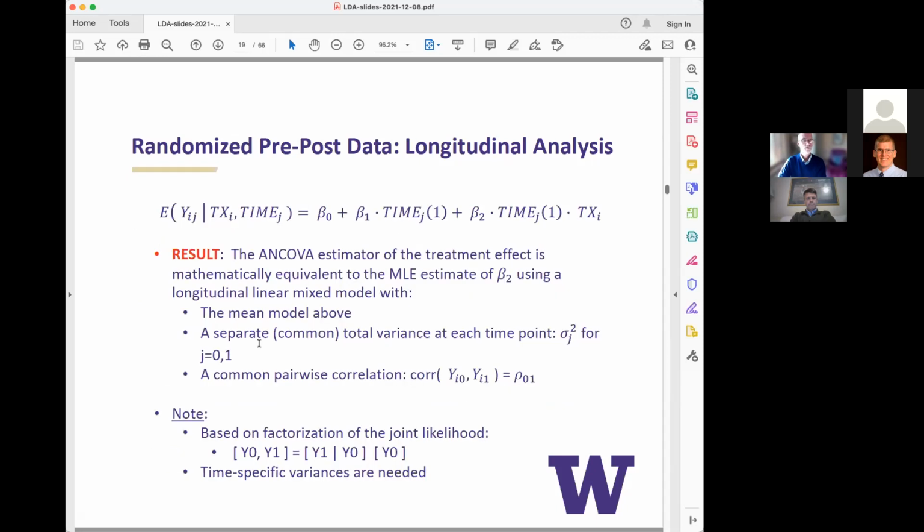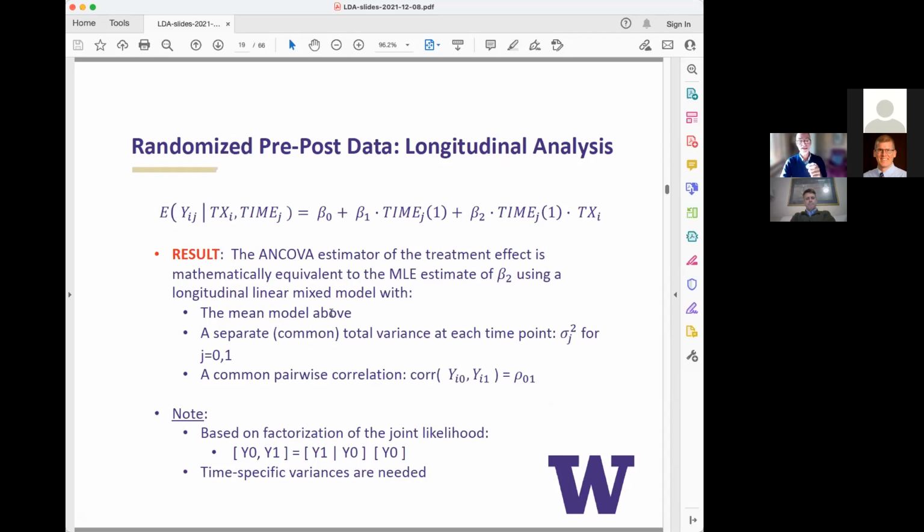Okay, so there's a result, and I'll spare you the details, but I'll give my statistician friends a hint at where this comes from. The ANCOVA estimator of the treatment effect is mathematically exactly equivalent to the maximum likelihood estimator of beta 2 in this longitudinal linear mixed model. So if you liked ANCOVA, you should like this model. There are a couple of nuances about that relationship that are important.